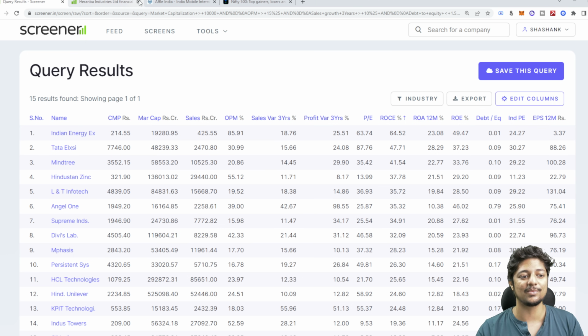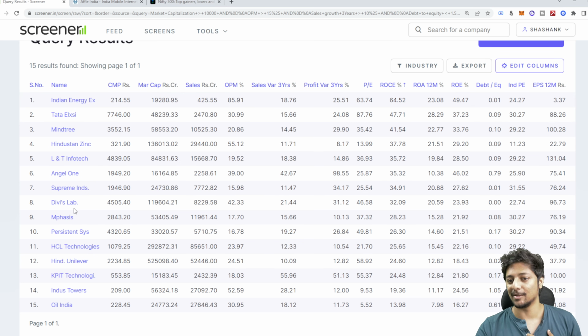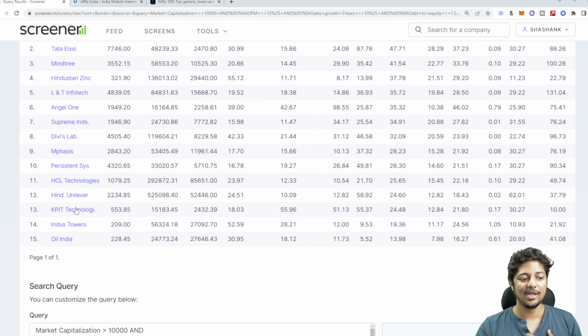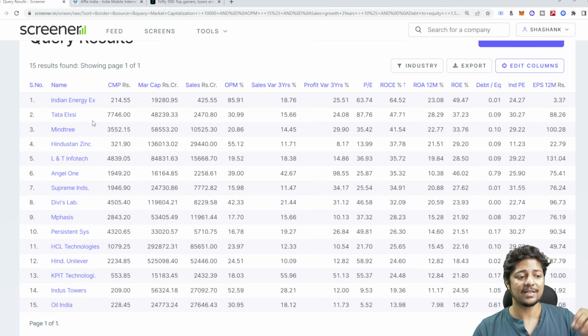Again, you will see some good companies and bad companies, and some of the companies we already know. So you'll see IEX, very good. You see Tata Elxsi, you see Mindtree, you see L&T Infotech, you see Angel One, you see this is my screener. This is what I use to find out good companies that are consistently growing one by one. But doesn't mean I'll invest in all of them. No. I do my own research, right?